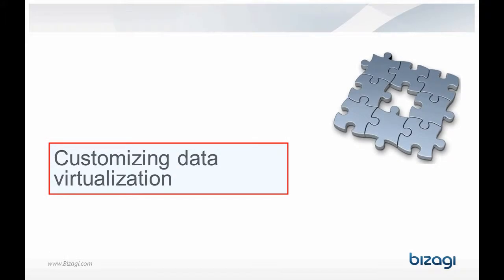Customizing data virtualization. In this video you will learn how to integrate a Bisagi process with an external data source, configuring a Bisagi custom virtualization to retrieve information and store it into the process data model, or to send information to store it in the external data source. To illustrate this, we will use the following example.